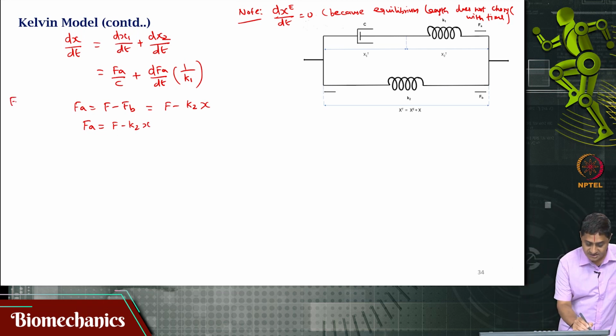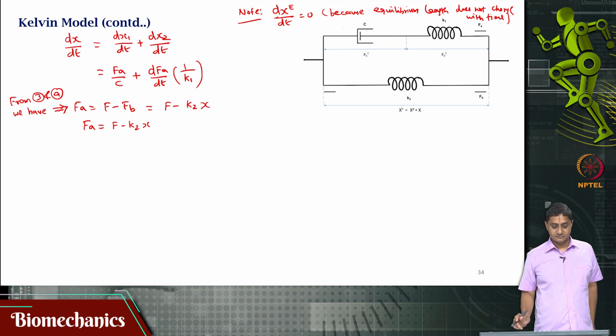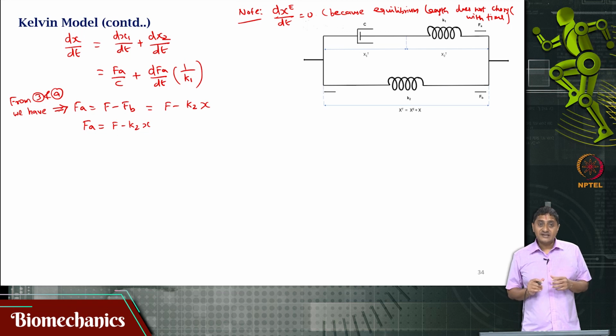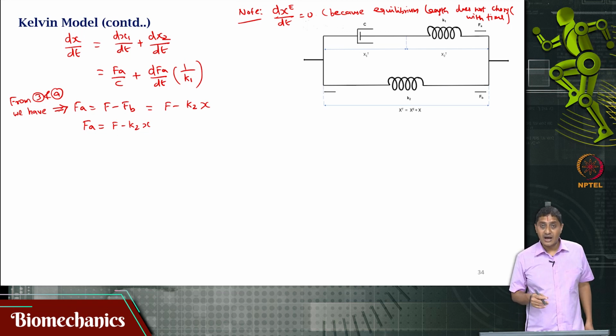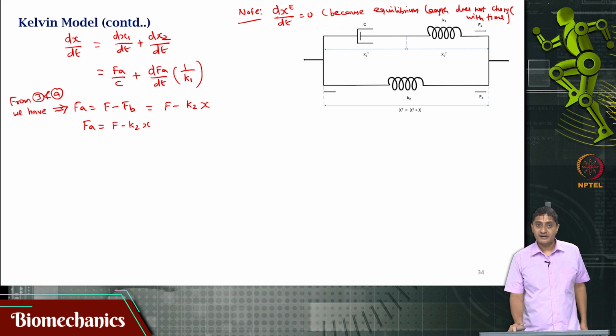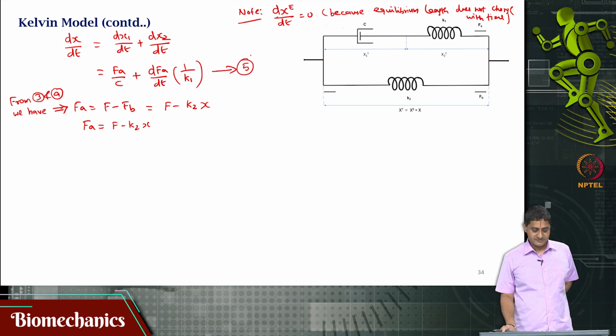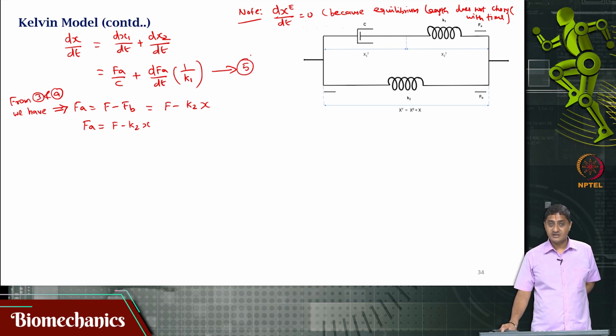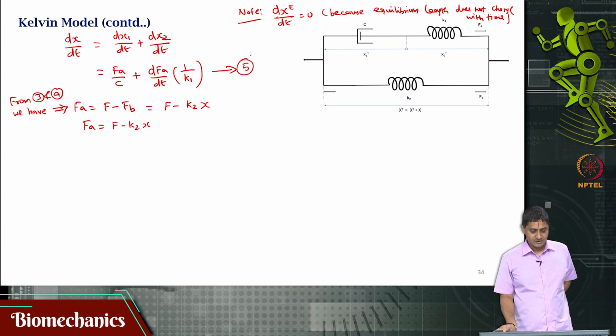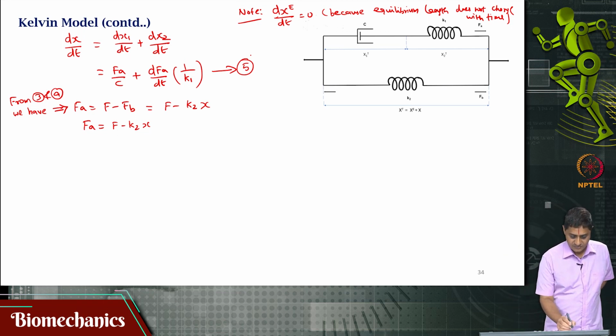How do I know this? This is from equation 3 and 4. I have this equation. Okay. Fa is F minus K2x. Now, I can substitute for Fa in the above expression for dx by dt. Okay. I am going to call this equation 5. Now, I can substitute for Fa in equation 5. Okay. What is it?